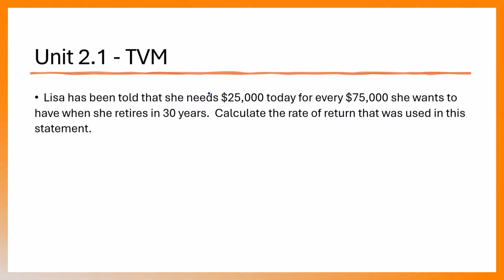All right. Lisa has been told that she needs $25,000 today for every $75,000 she wants to have when she retires in 30 years. Calculate the rate of return that was used in this statement.